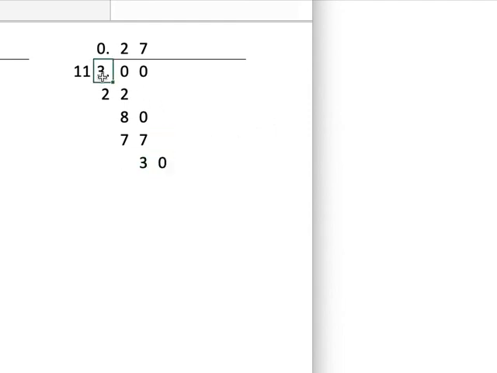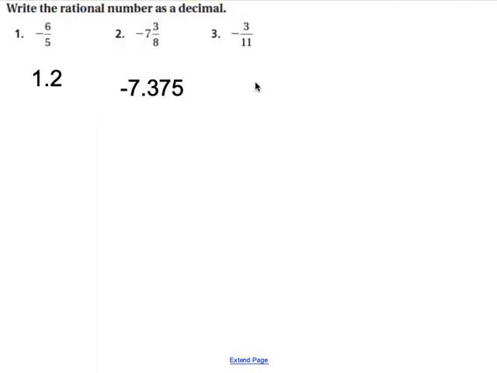Actually, at this point, I recognize that I started at 30 and I'm ending at 30. If I ask how many times 11 goes into 30, I'm going to get the same 2 again. And then I'll get a 7 after it with the remainder 80, or 8. And then it's just going to go 2, 7 forever. So -3/11 is -0.27 with the 2, 7 forever repeating.